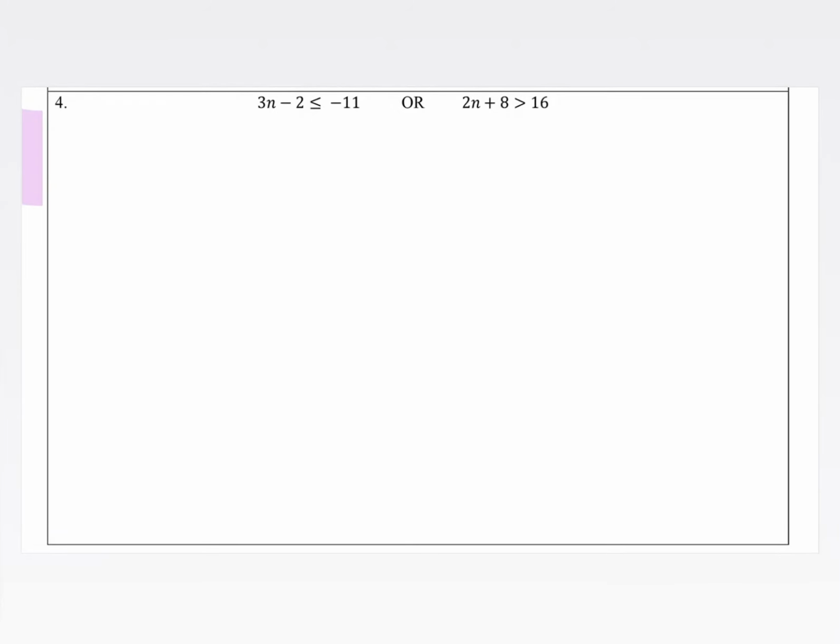Moving on to our last example, 3n minus 2 is less than or equal to 11, or 2n plus 8 is greater than 16. So here we're dealing with an or. On the first inequality, we have 3n minus 2 is less than or equal to -11. I'm going to add 2 to both sides. So I'm left with 3n is less than or equal to -11 plus 2 is -9. Then I have 3n is less than or equal to -9.